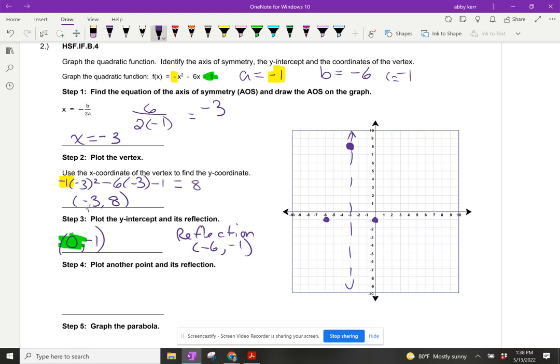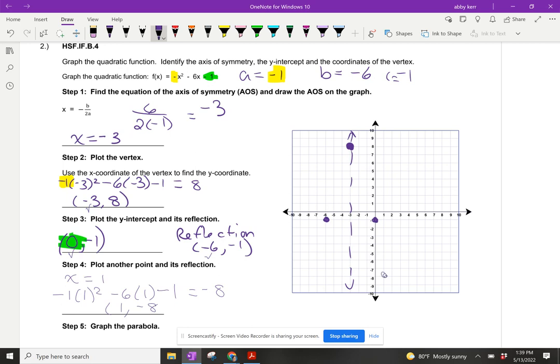So I've had -3 taken care of, 0 taken care of, -6 taken care of. Any number other than those three you can use. I'll just use x equals 1. Don't forget that -1 in the front, -6 parentheses 1, -1 will get me -8. So then my ordered pair is 1, -8.